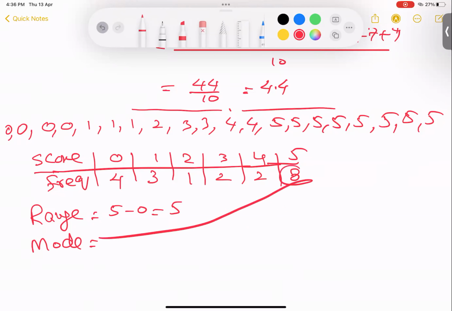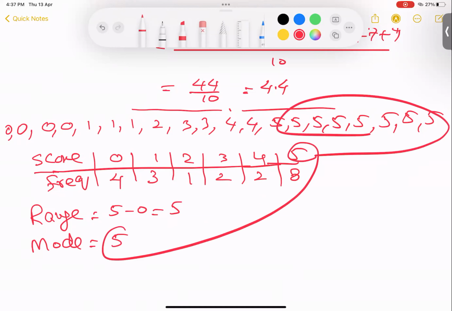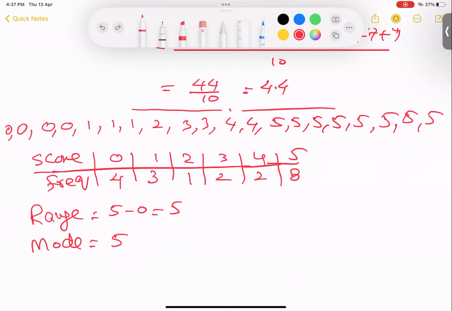So 8 is not the mode, sorry. Some students write 8. No, 5 is the mode. Why? 5 is a value which repeats 8 times, the highest frequency. I think that's clear.